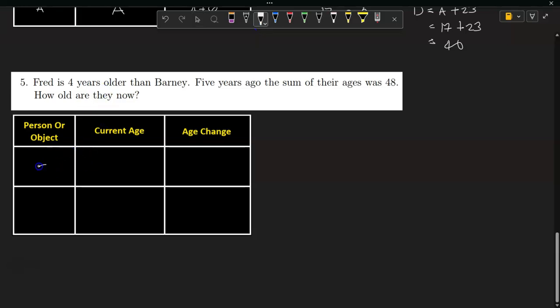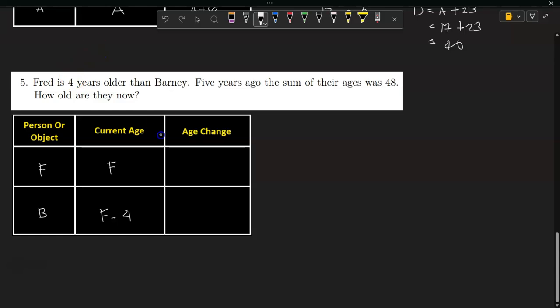So we have Fred and Barney. How old is Fred currently? It says here Fred is 4 years older than Barney. So Fred is actually older than Barney. So if this is Fred's age, Barney will be what? Fred minus 4. Because again, Fred is 4 years older than Barney.